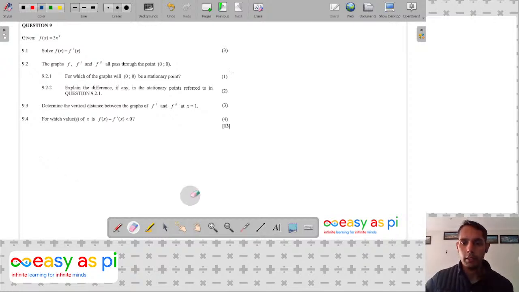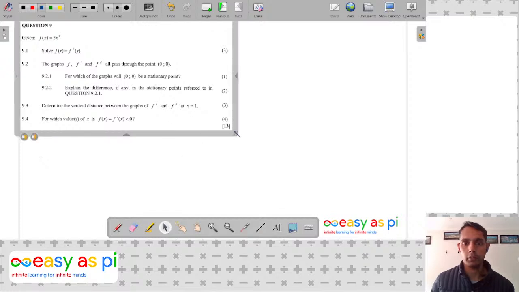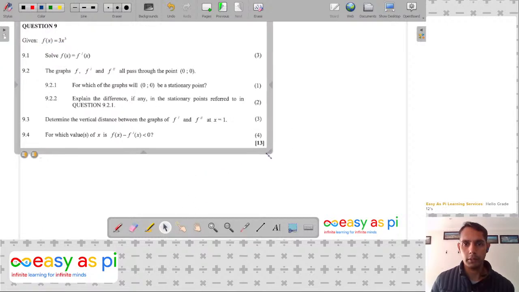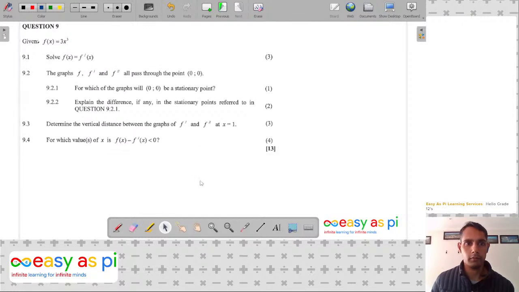Okay, so let's see what we have here. They say given f of x is equal to 3x cubed, and what I'm going to do is make this slightly bigger. There we go. Just so you can see it properly. Actually, let's see if we can make it even bigger. There we go. All right.